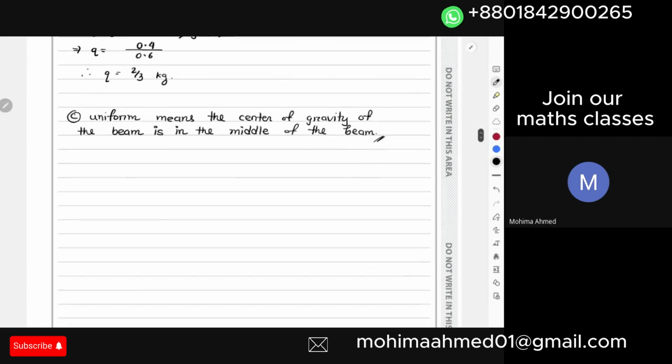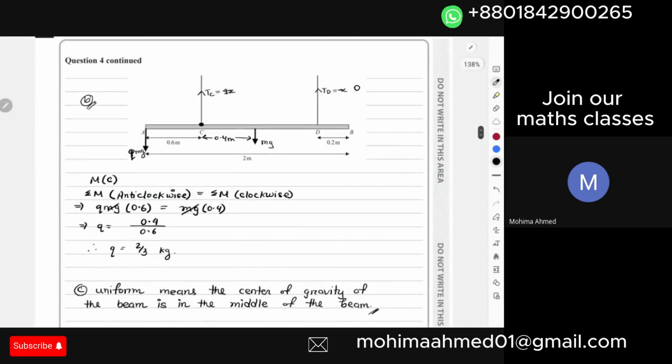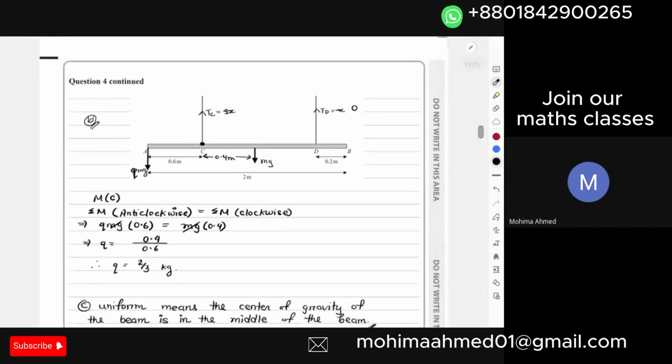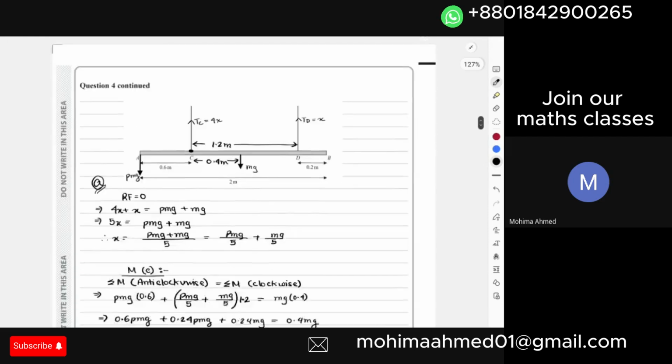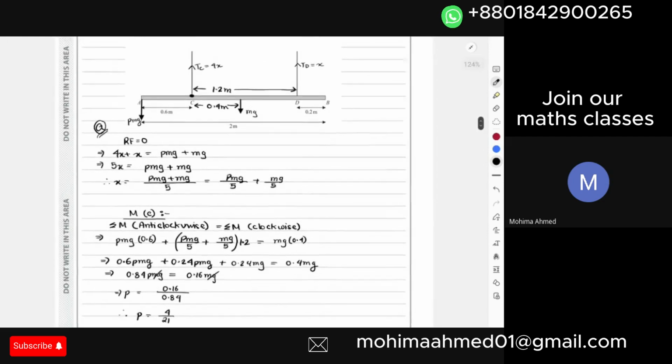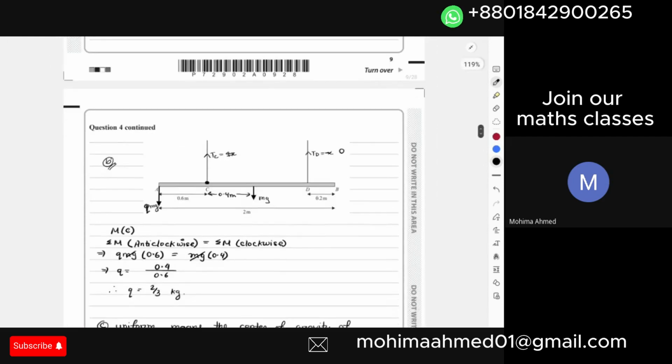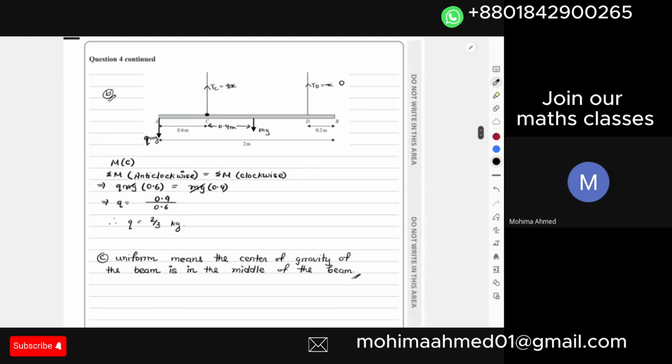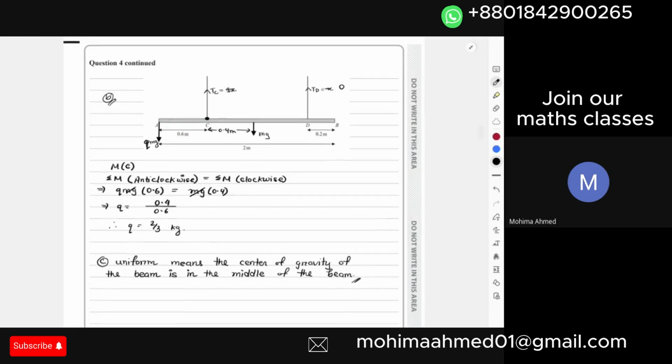The center of gravity is in the middle of the beam, right? This is it. Now we are done with question four also. I don't have anything else to explain from question four. But this was A, all the working for A, and then again a separate diagram for B, and then again the definition for uniform. The definition for uniform is always going to stay the same, right? This never changes.